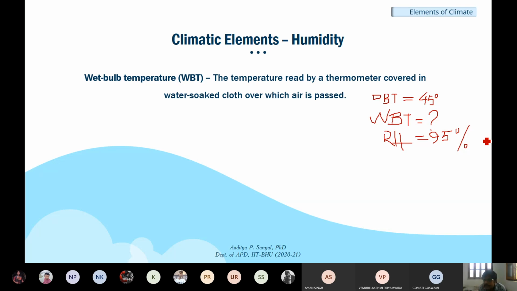So if the humidity is higher, the WBT reading, as I said, DBT is 45 and the relative humidity is 95%. How much will the WBT be approximately? 42.75. Who told you that? Did you find an app on the net?